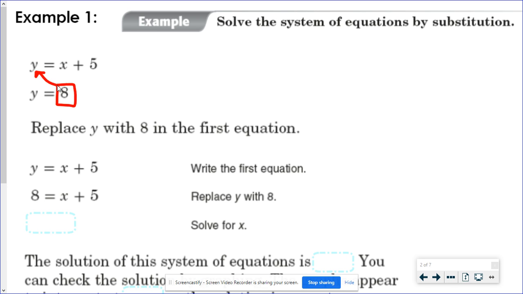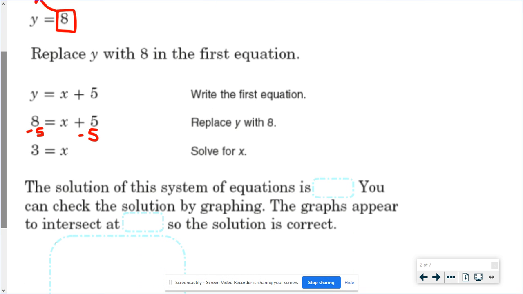Now this we can solve because there's only one variable, right? So we could subtract 5, and you are going to get that x equals 3. Now I know what the x is. I knew from the beginning of this problem what the y was. The y was equal to 8. So I can write that as an ordered pair. Make sure you put your x first.